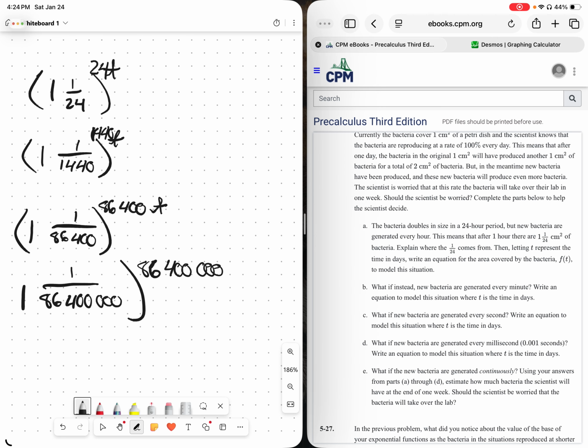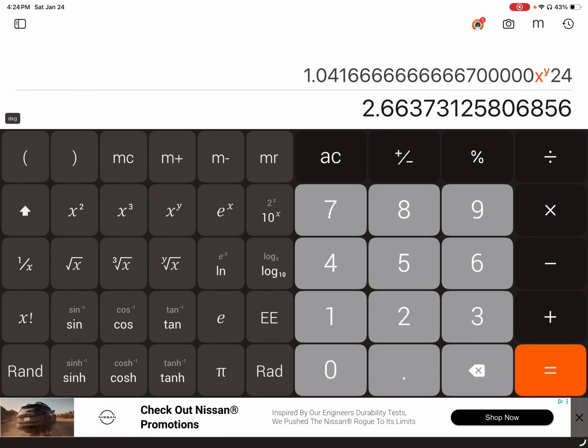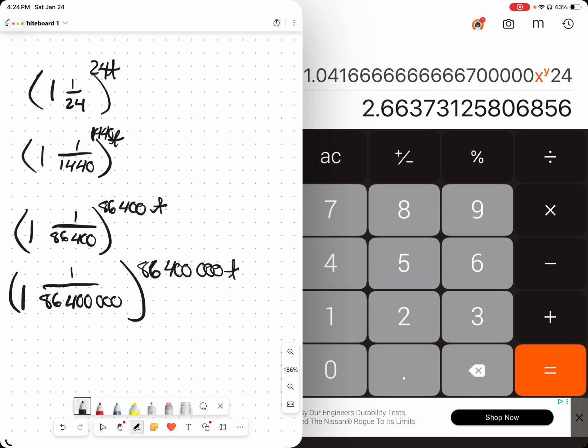So let's look at what these actually get us. If we look at our calculator, let's do 1/24 plus 1, and we raise that to the 24th power. We get 2.664. So this is really 2.664 to the t, right?